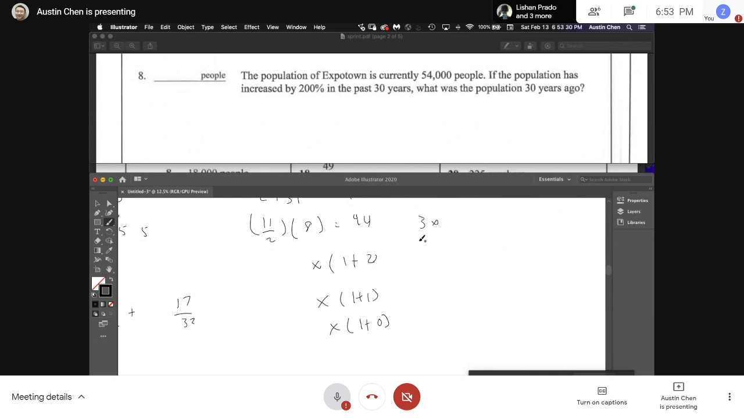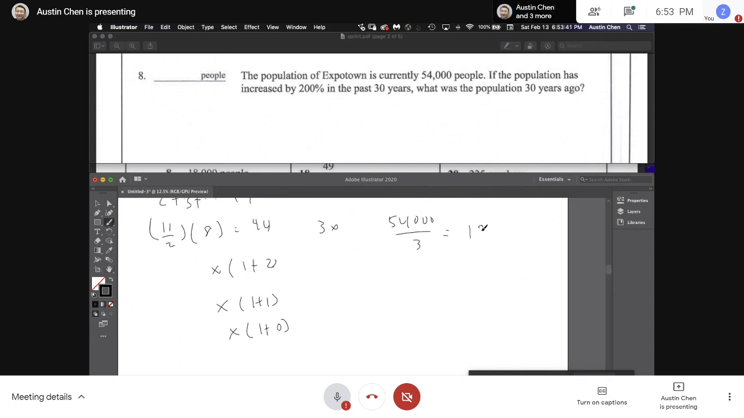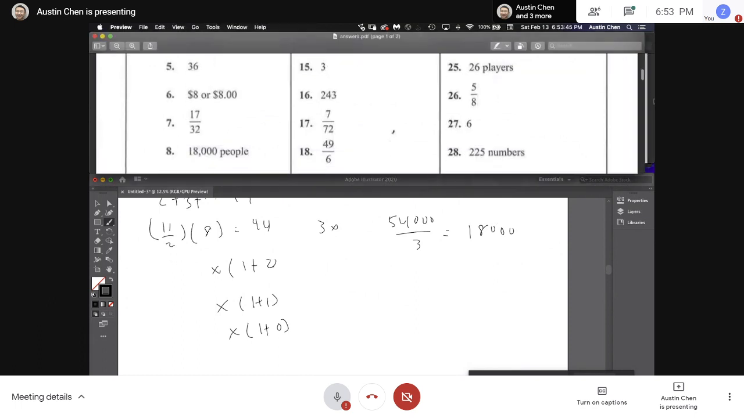So if we're just multiplying this by 3, we're getting 54,000 people, and we want to find what our original amount was. We just divide 54,000 by 3. So then this is just 18,000. And that's our answer.